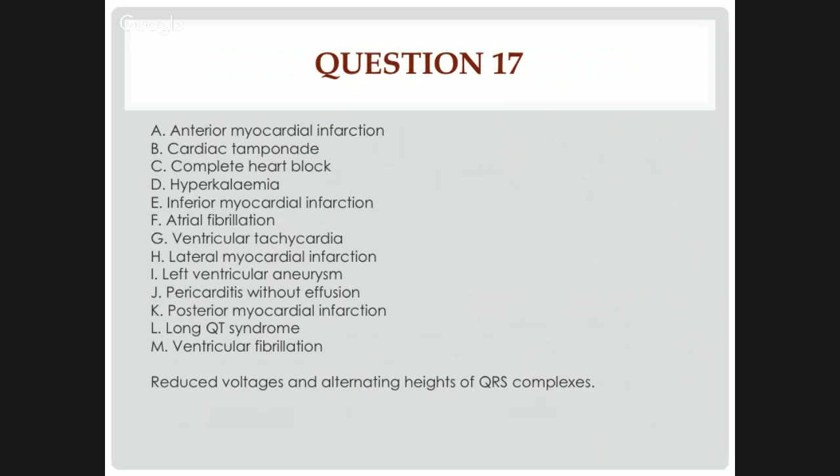Now? Okay. Reduced voltages and alternating heights of QRS complexes. Where are we up to? There we go. So we just talked about this. Pericardial effusion, not an option. Is there another option which matches? So what happens when a pericardial effusion gets bad? Cardiac tamponade. That's your answer.